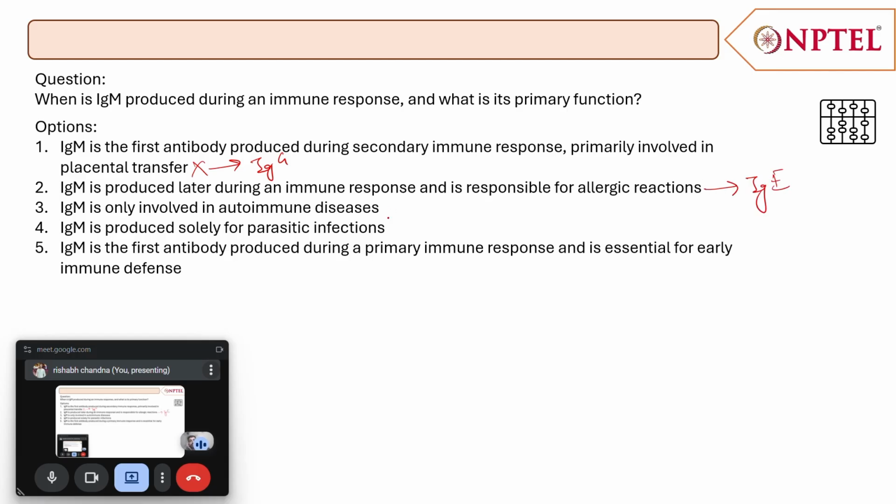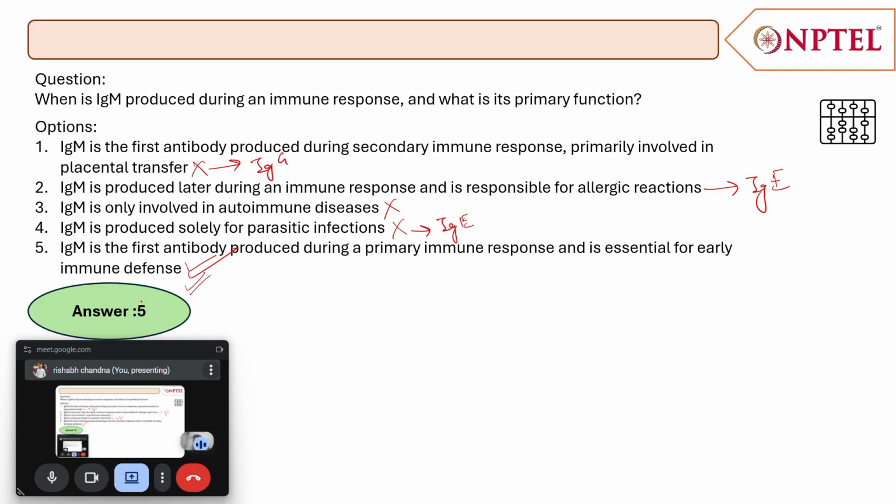IgM is involved in autoimmune diseases. No. IgM is produced solely for parasitic infection. No, this is also for IgE. It is the first antibody produced during a primary immune response and is essential for early immune response. Yes, this is correct. So the correct answer is option number 5. Okay, so IgM is the primary antibody that is produced and it is for the early immune defense that takes place.